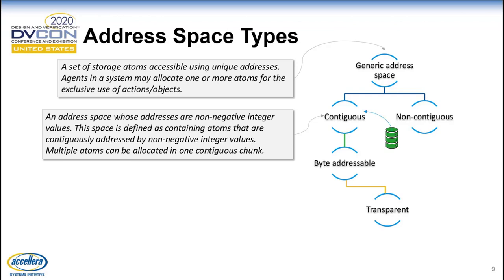We have not defined the type for this, but from the generic address space, you could define a non-contiguous address space. An example could be a routing table in a router. And you could create your own classes and operations on it. It's not defined by the standard, but there is a mechanism to do it.